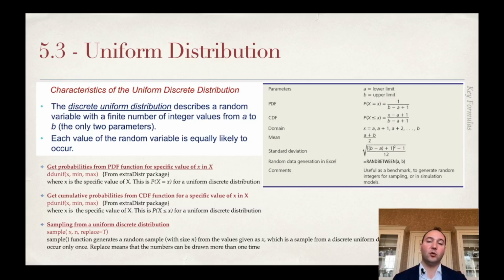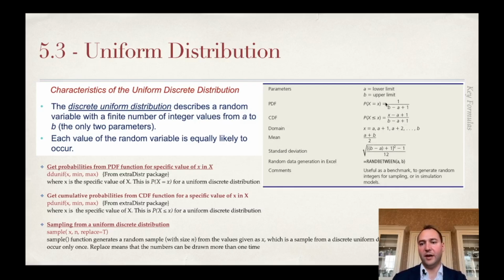Okay, so in order to calculate our distribution, we have 2 parameters. We need to know the a value, the minimum, and the b value, the maximum. And if we have that information, we can calculate everything else because everything has the same probability. So each value of the random variable is equally likely to occur. I find these very useful.